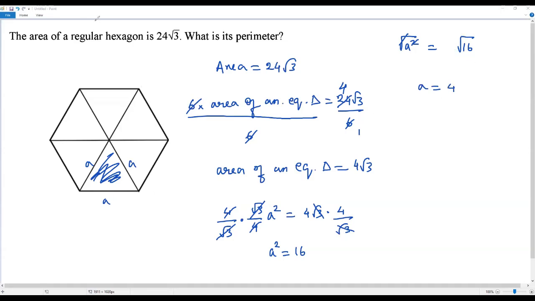Now I have the length of one of the sides of this regular hexagon, that is 4. Then this side will also have the same length of 4, 4, 4, 4. Now to get the perimeter of this hexagon, I have to add the lengths of all 6 sides. So let me write the perimeter. Perimeter is equal to the sum of the lengths of all 6 sides. We can multiply the length of one side by 6 because all 6 sides are equal in length. 6 times 4 is 24. Therefore, the perimeter of the given regular hexagon is 24 units.